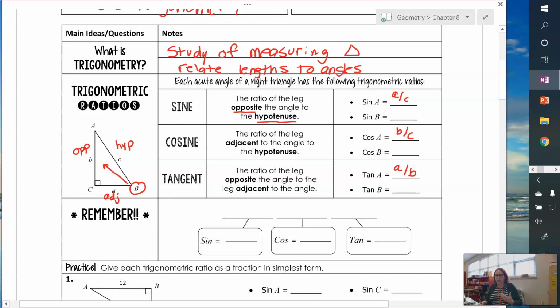So when I do sine of angle B, opposite over hypotenuse, this time it's B over C. Cosine this time, adjacent over hypotenuse, is A over C. And then the tangent from angle B is opposite over adjacent, which is B over A.